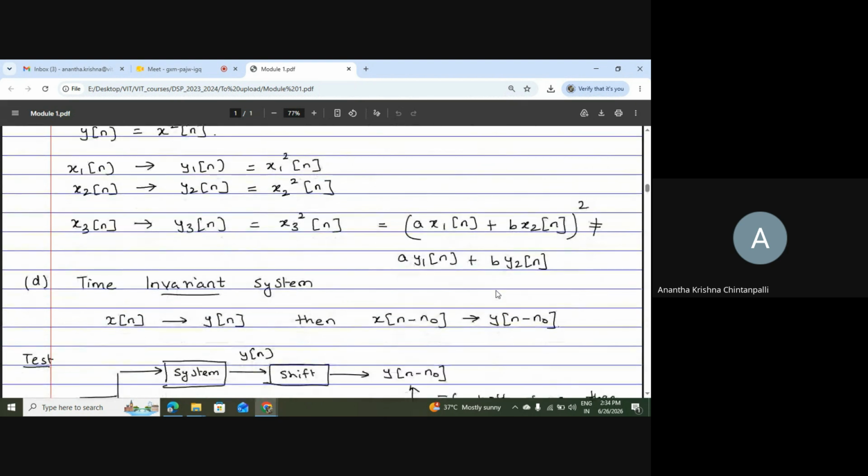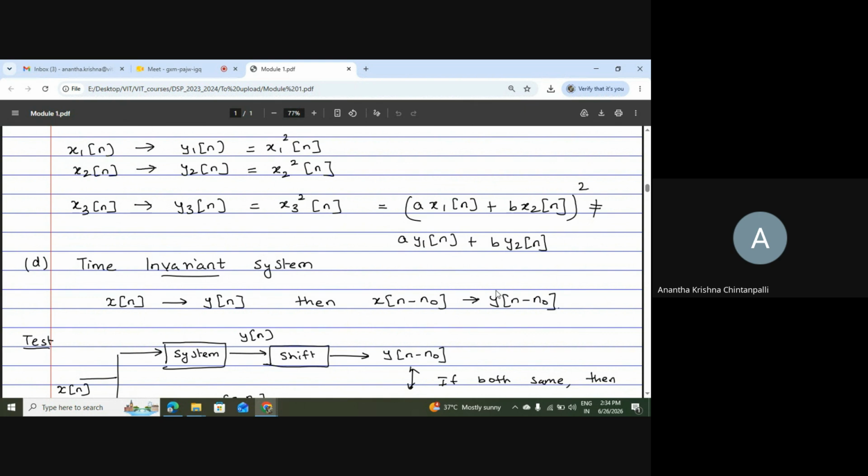Now, the second last one, because we have to talk about two more important properties. Time invariant system. What does invariant mean in the English dictionary? Invariant meaning that the time invariant. Okay, let me put in the time also. Time invariant.